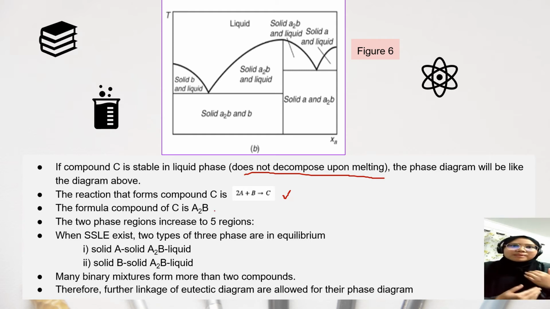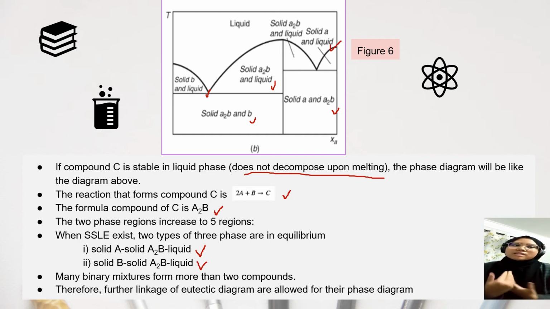Based on figure 6, there are 5 two-phase regions, which are: solid B and liquid, solid A2B and B, solid A2B and liquid, solid A and A2B, and the last one is solid A and liquid. When solid-liquid equilibrium exists, two types of three-phase equilibrium occur: the first is solid A in solid state and A2B in liquid state, and the second is solid B in solid state and A2B in liquid state.